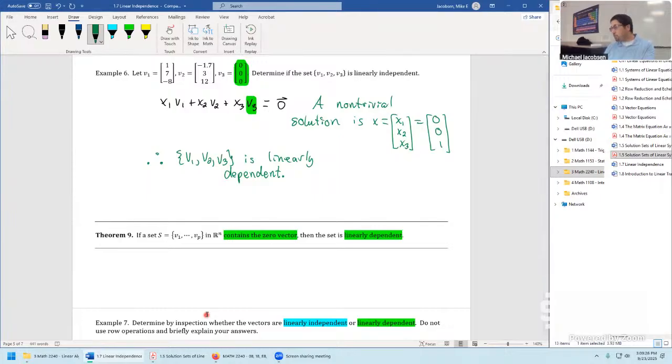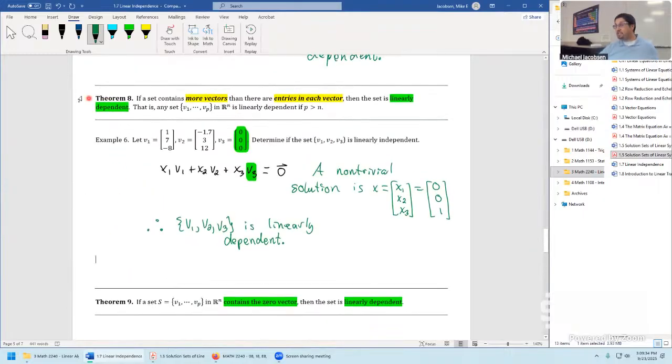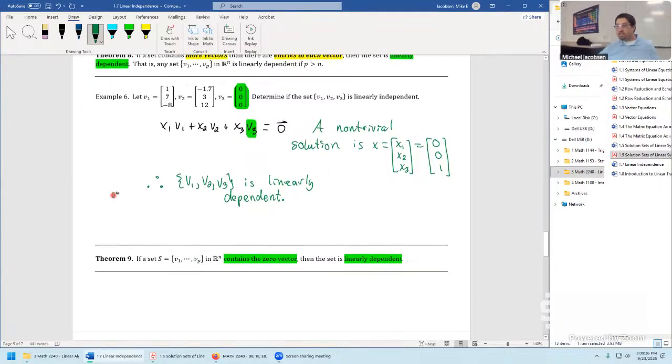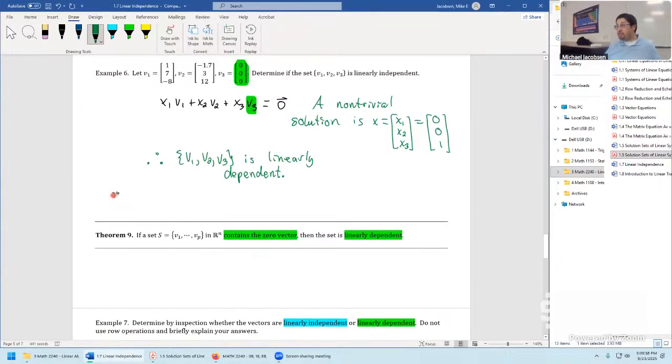I won't dock you points because a correct method is a correct method, but the idea is there are powerful theorems in the background, like theorem 9, theorem 8 is a really nice one. That's going to eliminate the need to do any row reduction whatsoever. So think about the theorems when you answer these questions. Example 7 is going to come back as an exam 2 question as well.